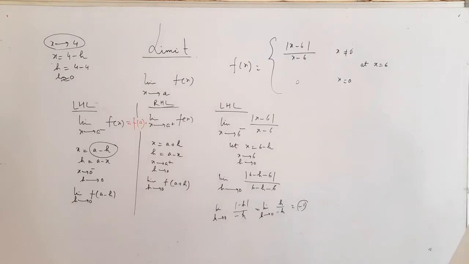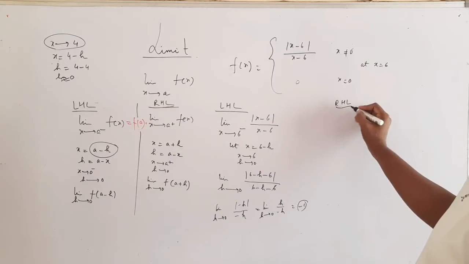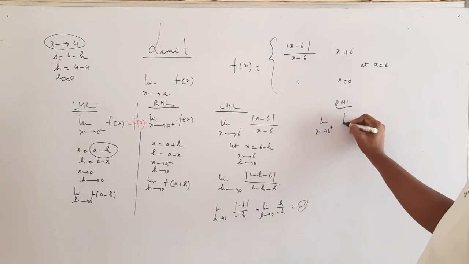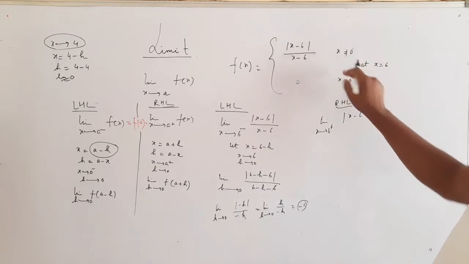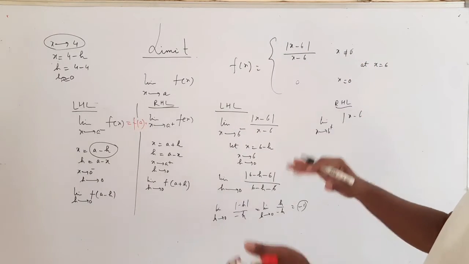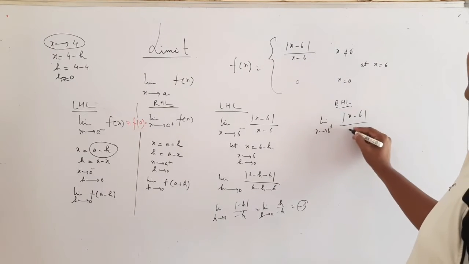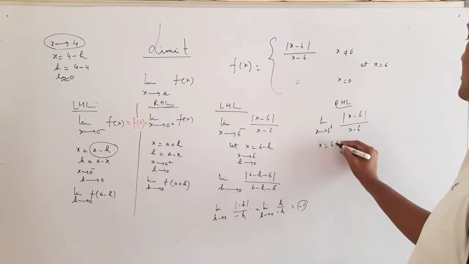Now if I apply the same idea in the case of RHL, then I find limit x tends to 6 plus, this is the same equation because 6 plus is also not equal to 6. So 6 plus is just a little more than 6, cannot be equal to 6. So mod x minus 6 over x minus 6. Now you assume x to be 6 plus h.